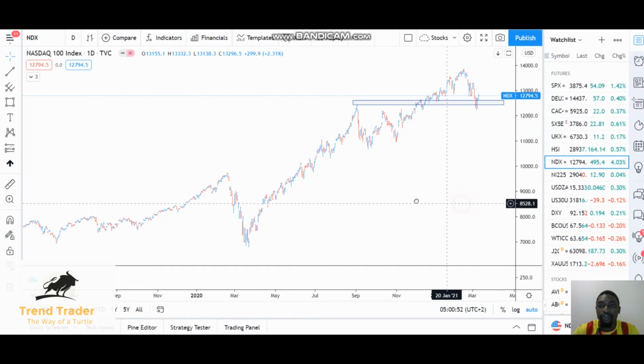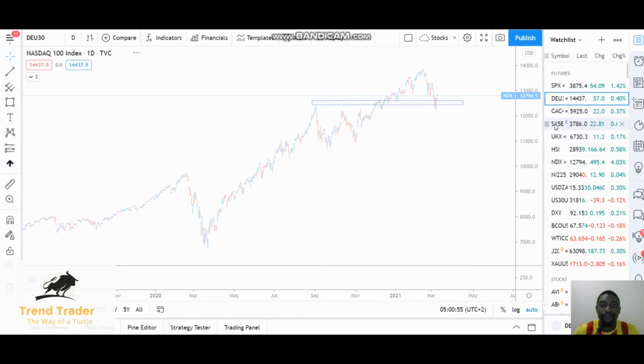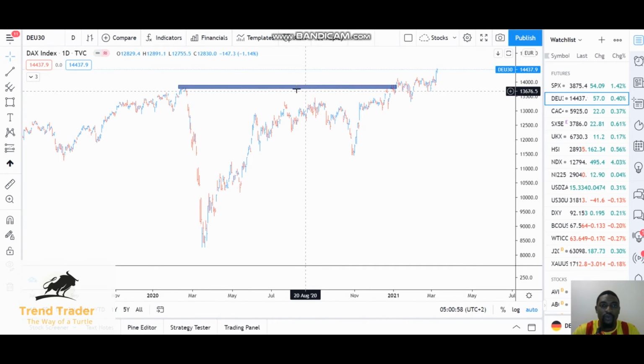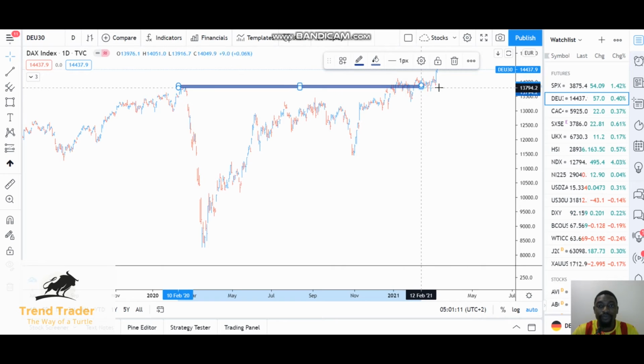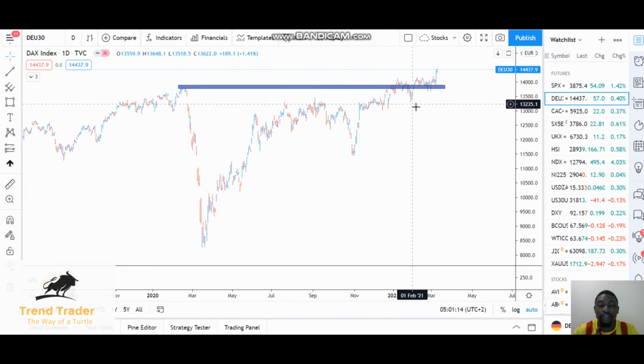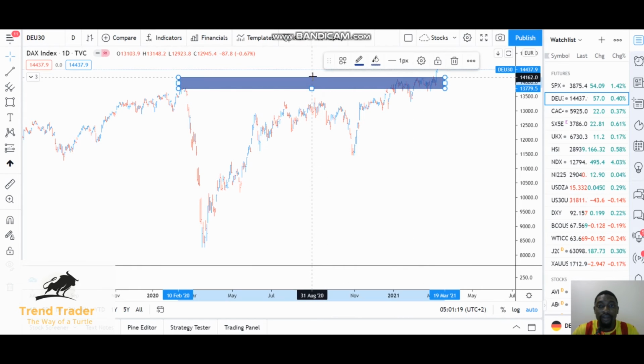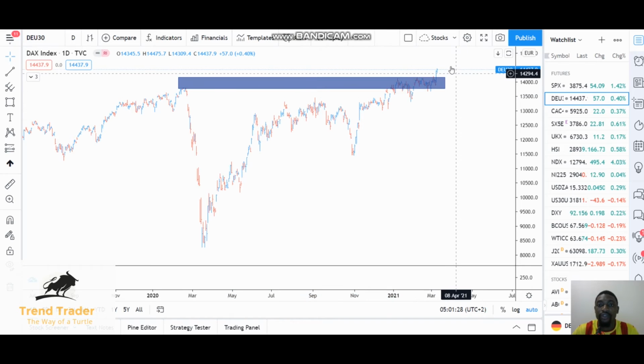So let's move on to another futures that we're looking at. Previously we were looking at the Dutch 30, so that's the German market. As you can see, it attempted to break above this 13,000 resistance level, but that move was sort of short-lived. It has been consolidating near this level, and eventually it broke outside this 14,070 points region. So it's currently trading above that level.